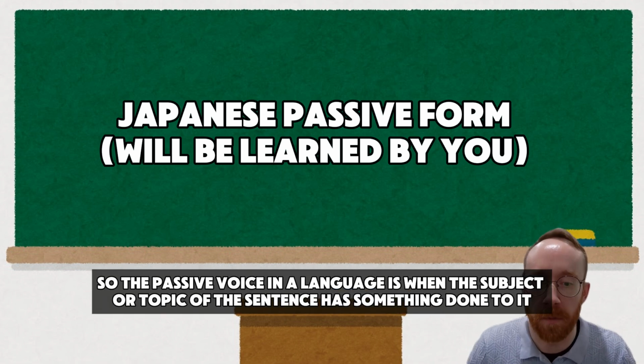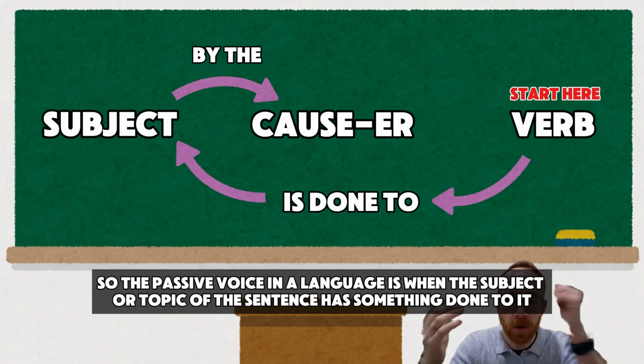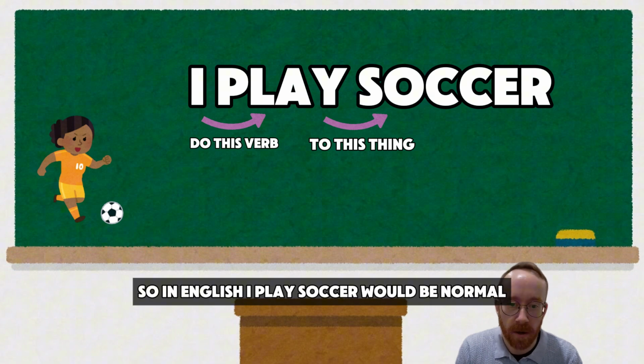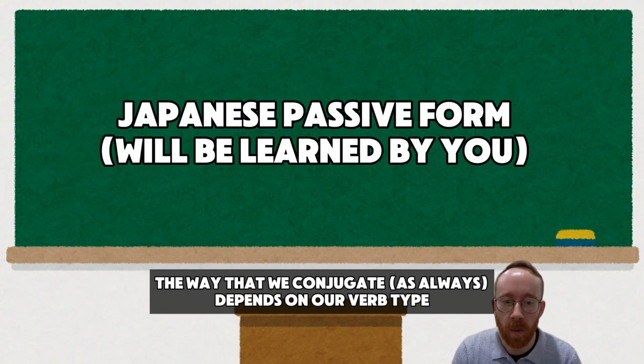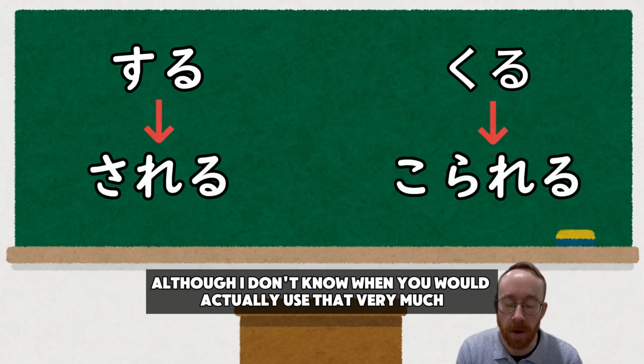So the passive voice in a language is when the subject topic of the sentence has something done to it, right? Rather than doing something to something else. So in English, I play soccer would be normal, and then soccer is played by me would be the passive version of that. To make the passive in Japanese, the way that we conjugate, as always, depends on our verb type. For irregular verbs, suru becomes sareru, kuru becomes korareru, although I don't know when you would actually use that very much.